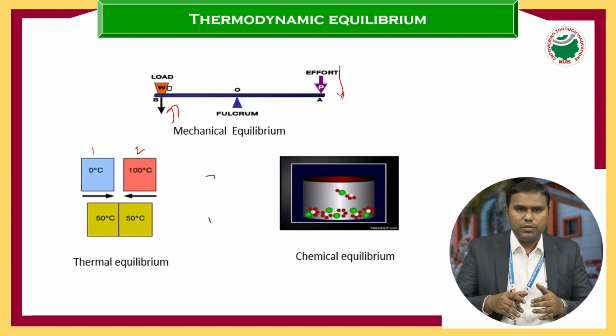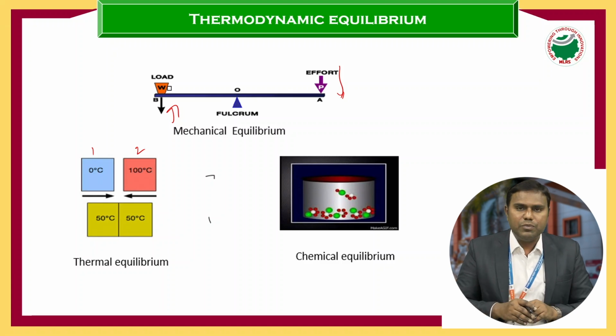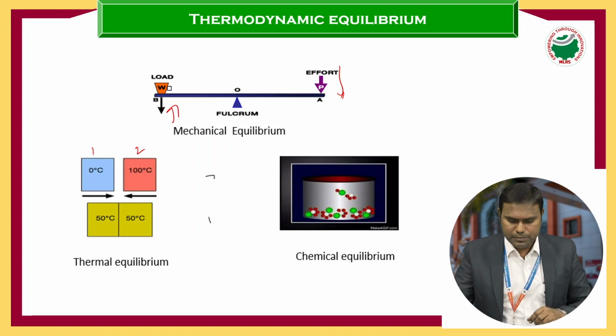So if a system is said to be in thermodynamic equilibrium, it should satisfy all these equilibriums: mechanical equilibrium, thermal equilibrium, and chemical equilibrium. Then only it is called thermodynamic equilibrium. If any one equilibrium is not satisfied, then that is not thermodynamic equilibrium.